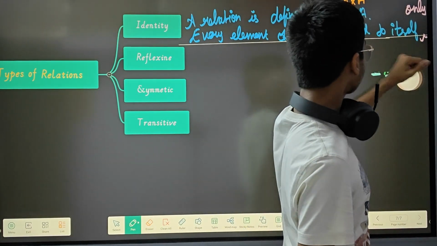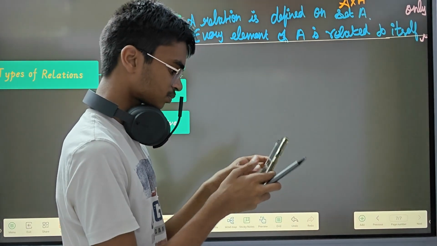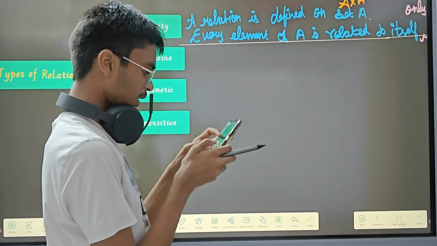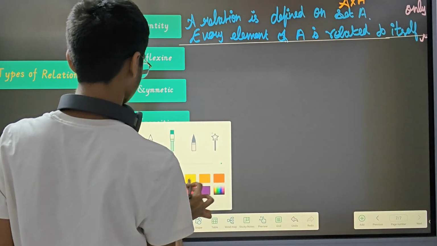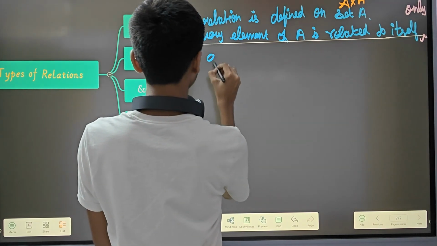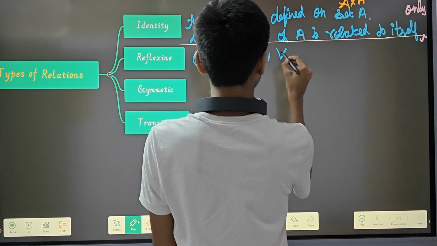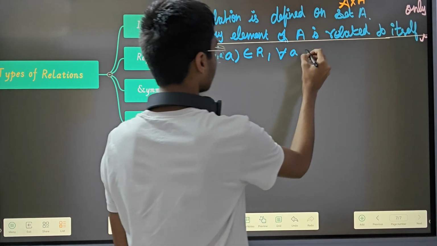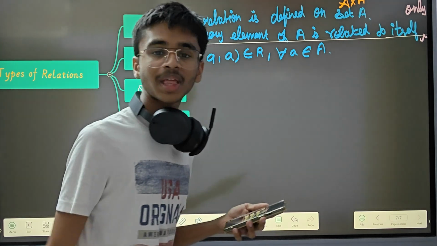Now, coming to the case of reflexive. What is reflexive? It's also very simple. Reflexive is where (A, A) belongs to the relation, where A is an element of set A. What does it mean?